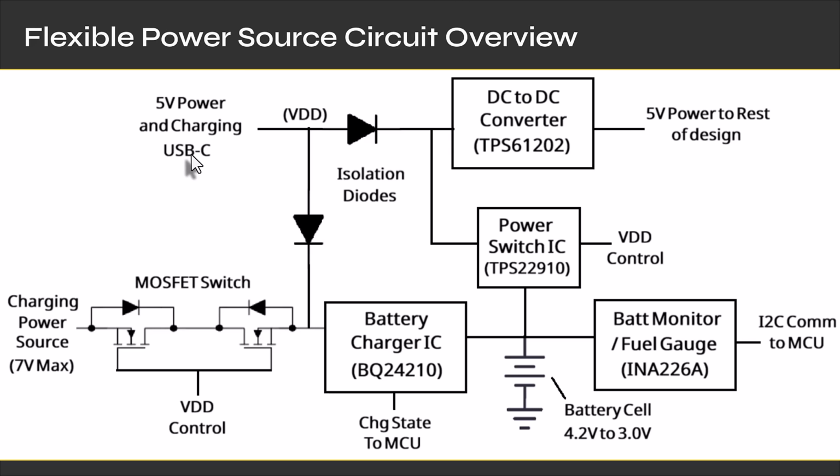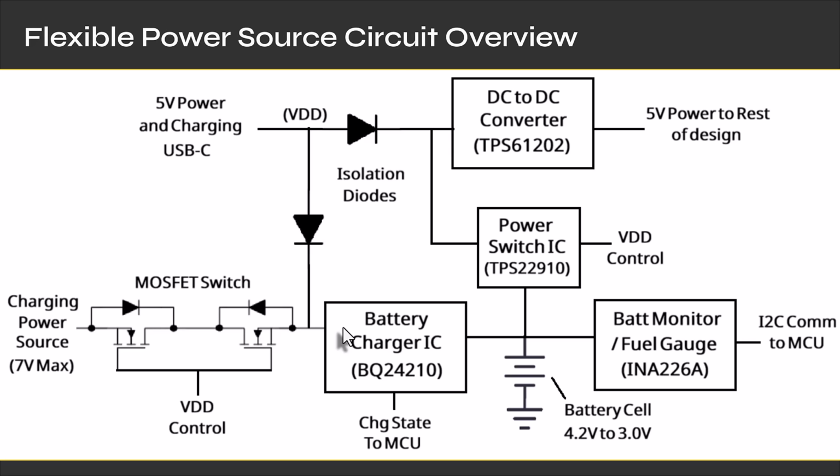The USB, whenever it's connected, is always the main power source. Let's say it's disconnected though, and we have a solar panel. Our switches are going to be closed, and I'll go over this circuit in more detail, and we'll get current flowing to the battery charger, which can then power the battery cell or charge the battery cell.